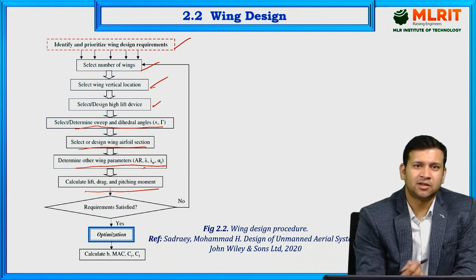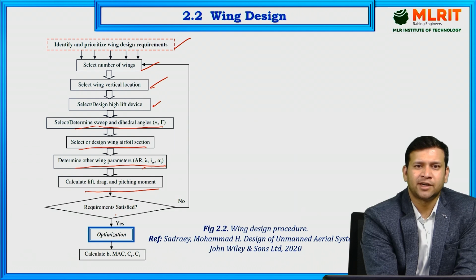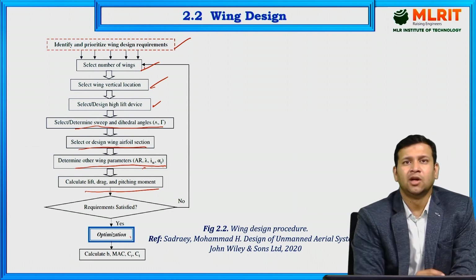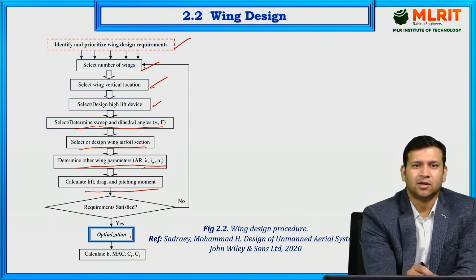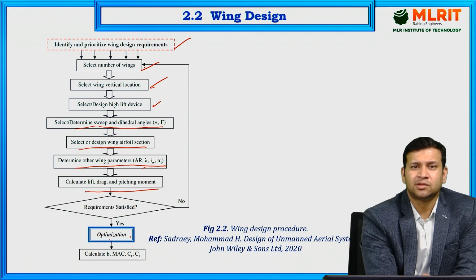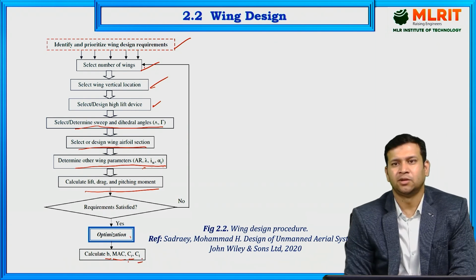And after that, based on all these parameters, once the requirements are satisfied, we'll go for optimization, or again we'll go back to select the number of wings. We'll increase the wings or change the configuration, and then once it comes to optimization, we'll calculate the span, mean aerodynamic chord, root chord and tip chord.